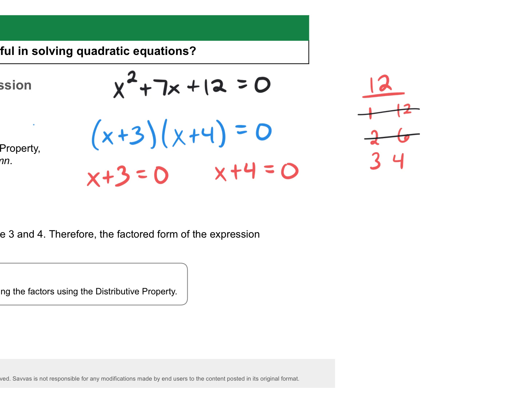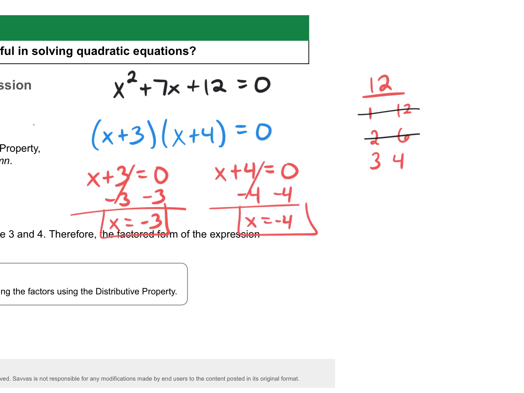How would I get X by itself on the left side? Subtract 3. So then I have X equals negative 3. That's one of my answers. What would I do on the right side? Same exact thing. Subtract 4. So then I have X equals negative 4 as one of my answers. So the only thing that's changing today from what we did last week is the equals 0.